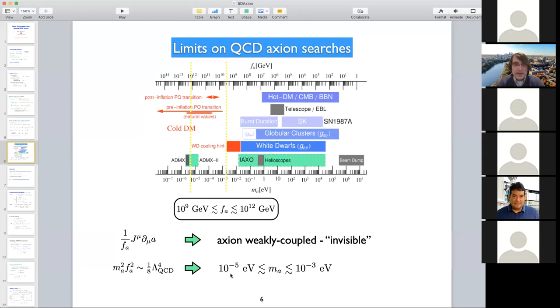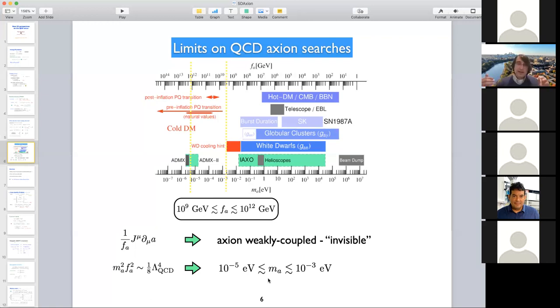Furthermore, because the axion gets its mass from QCD, once you fix Fa, there's no other free parameter here. Once you fix Fa, and the Fa is kind of fixed from experiment, then the axion mass is fixed. And this is the mass range for the so-called QCD axion.